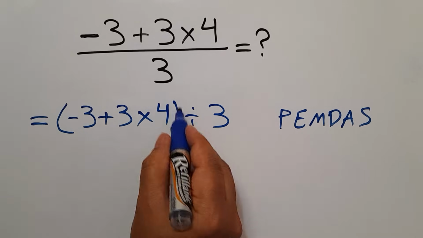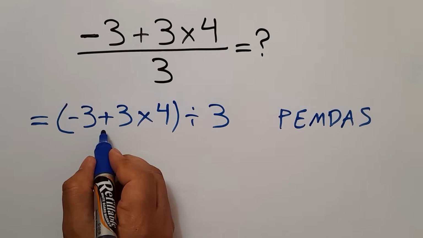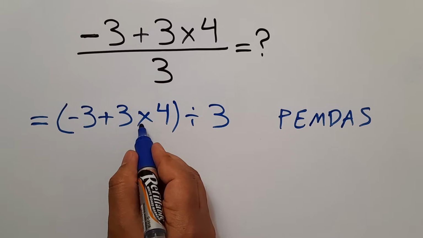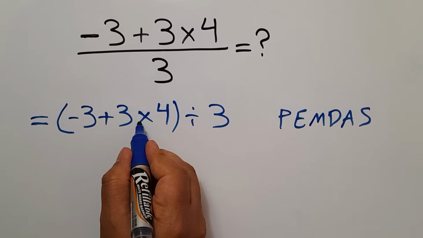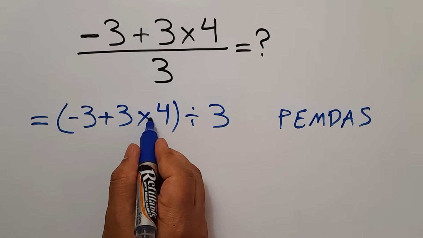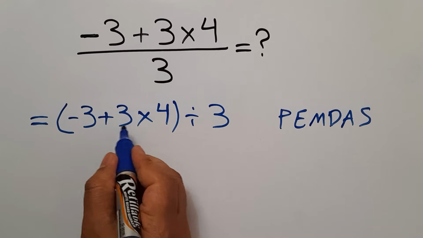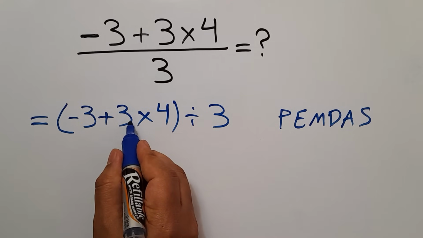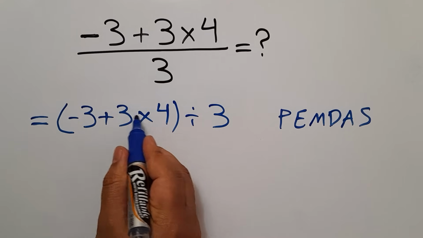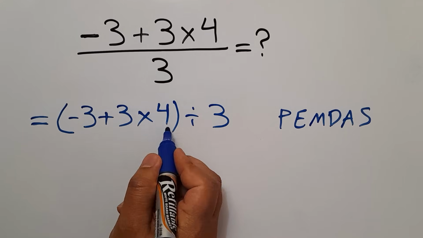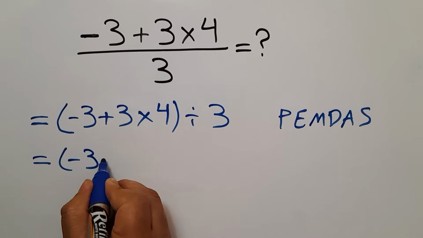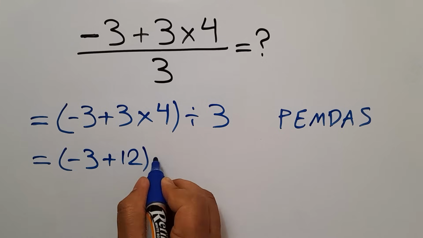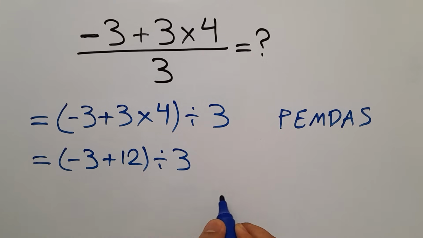Here we have these parentheses, and inside these parentheses, we have one addition and one multiplication. According to PEMDAS, multiplication has higher priority than addition. So first we have to handle this multiplication. 3 times 4 gives us 12. So negative 3 plus 12, then divided by 3.